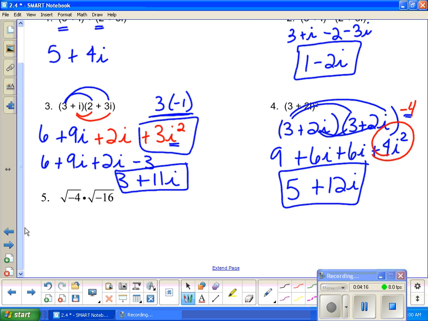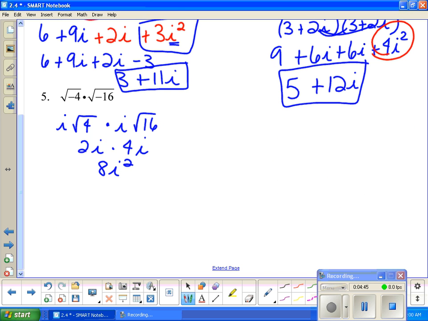And number 5 here, it's just simplifying. If we have the square root of a -4, that's the same thing as i times the square root of 4. I pull out that i first for the negative times i square root of 16. Okay, what was the square root of 4? 2. Square root of 16 is 4. So now we multiply. We have 8i squared. And what does i squared equal? -1. So the final answer is -8.